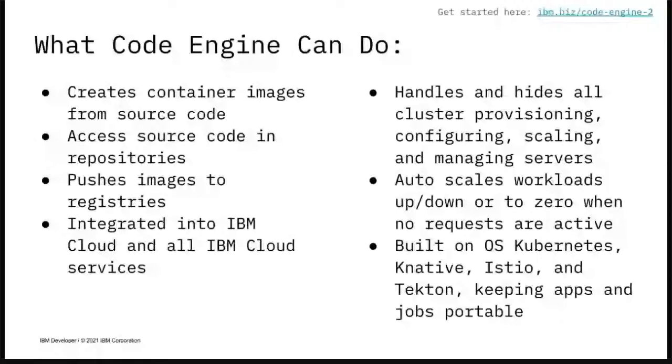Code Engine will handle and hide all Kubernetes cluster provisioning, configuring, scaling, and managing servers for you. It will auto-scale your workloads up and down, and even to zero when you don't have any active requests coming into your application. And Code Engine is built on open source Kubernetes, Knative, Istio, and Tekton. So it's completely built on top of open source technologies, and it will keep your applications and your batch jobs really flexible and portable.